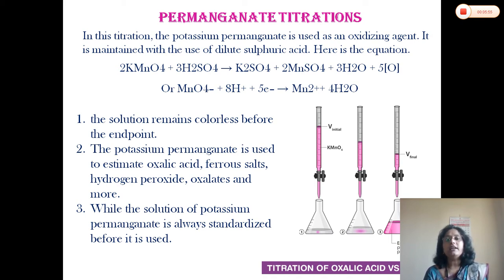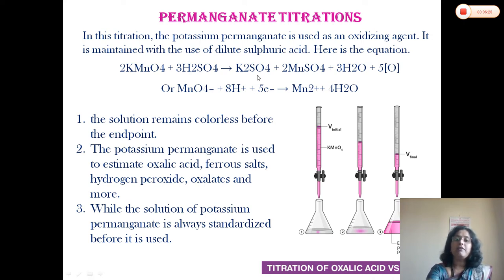Why are we using dilute sulfuric acid in a permanganate titration? Because we know that potassium permanganate is a strong oxidizing agent, but it can show its oxidizing properties only in the presence of acid. That's why we use sulfuric acid. When this sulfuric acid reacts with the KMnO4, it generates nascent oxygen, and this oxygen is then used to oxidize the substance.